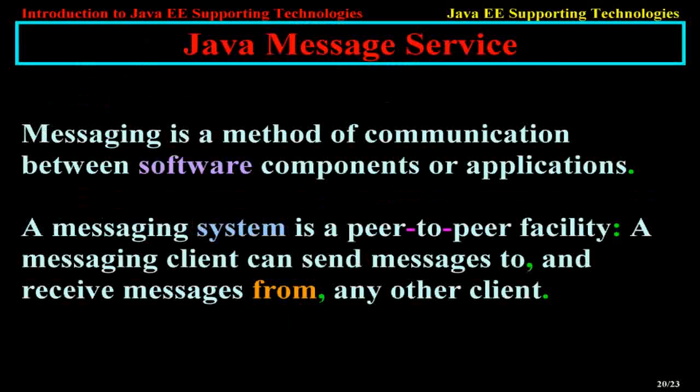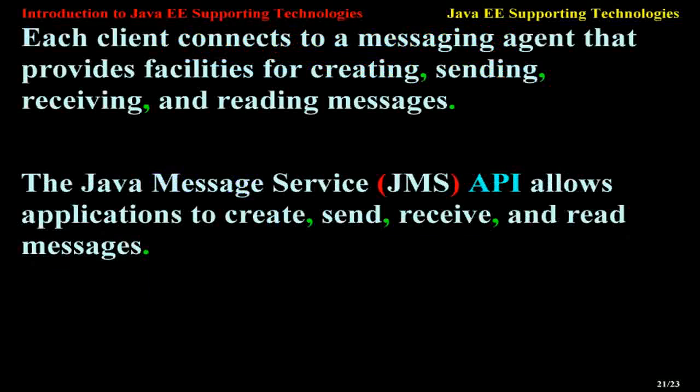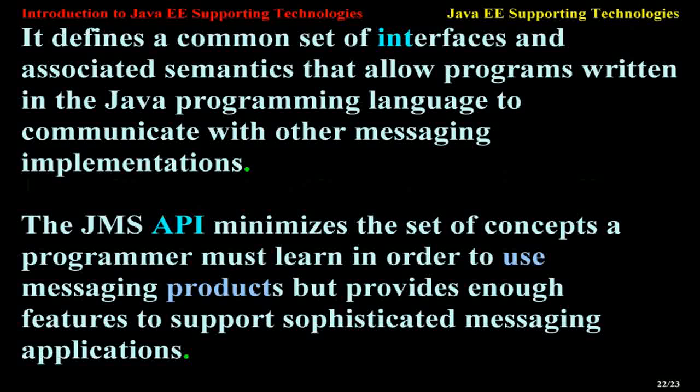Java Message Service. Messaging is a method of communication between software components or applications. A messaging system is a peer-to-peer facility. A messaging client can send messages to, and receive messages from, any other client. Each client connects to a messaging agent that provides facilities for creating, sending, receiving, and reading messages. The Java Message Service (JMS) API allows applications to create, send, receive, and read messages. It defines a common set of interfaces and associated semantics that allow programs written in the Java programming language to communicate with other messaging implementations.